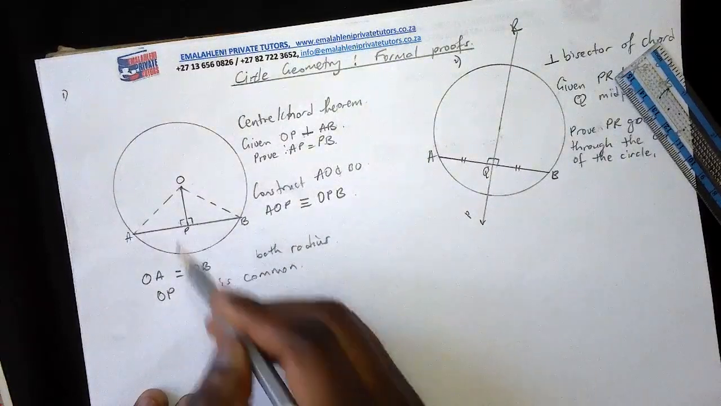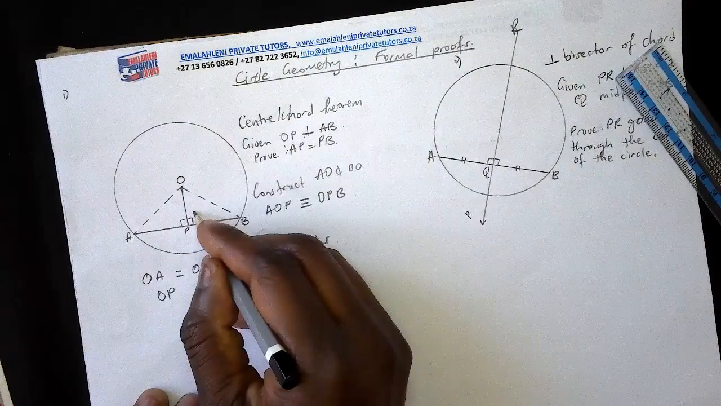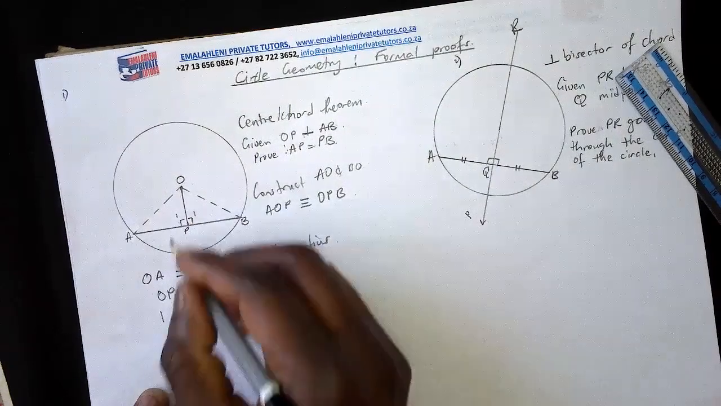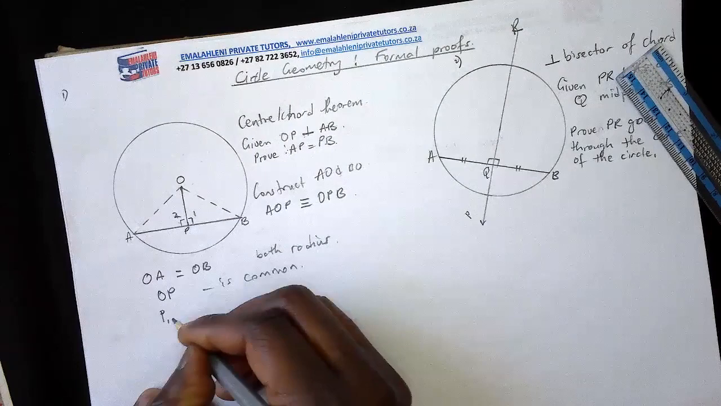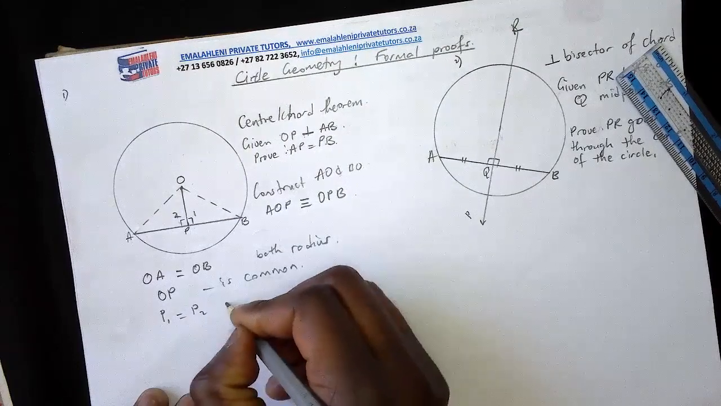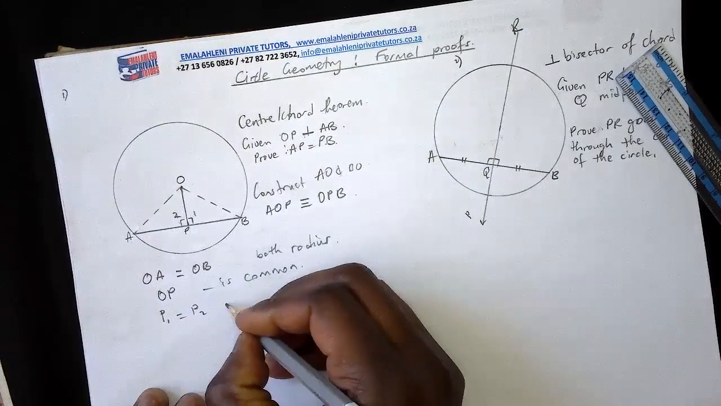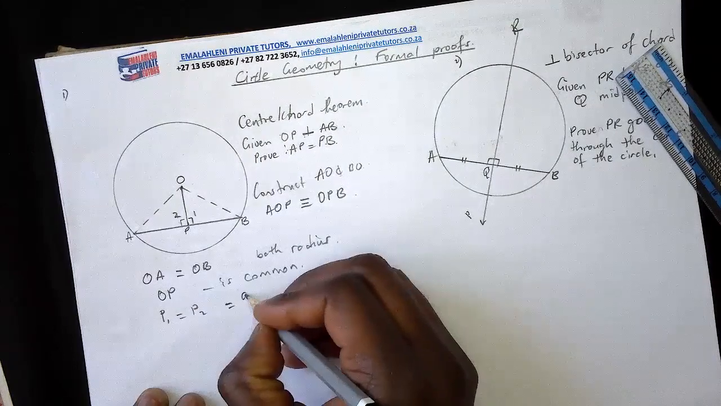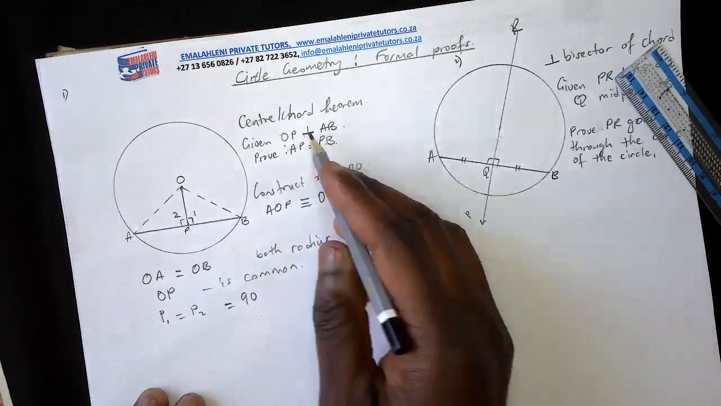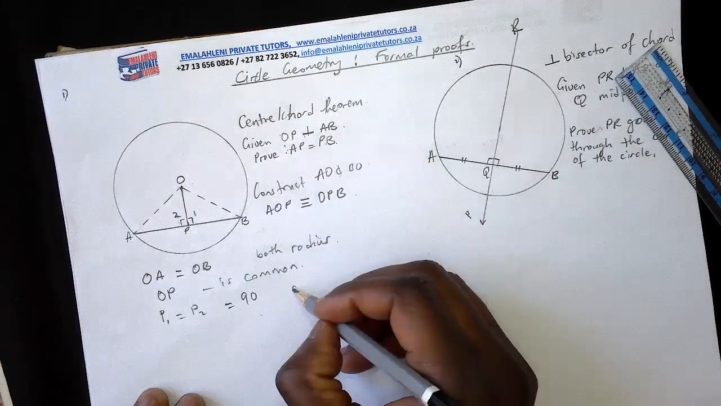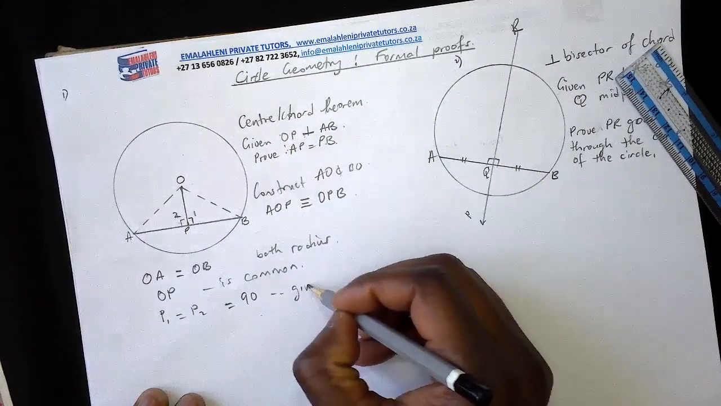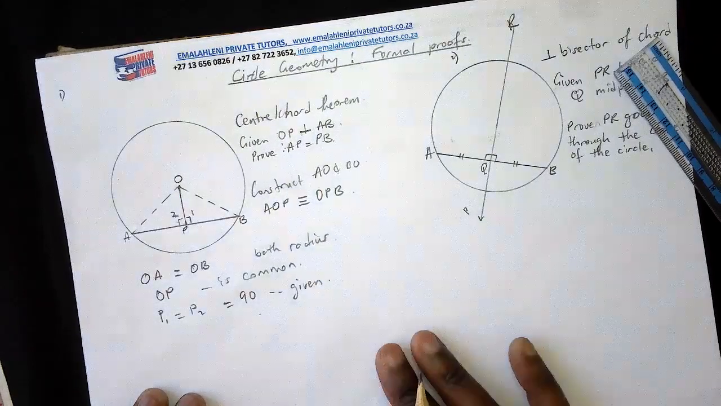Then what else can we say? The angles. So we can say angle P1 and P2. P1 is equal to what? P2, they are both equal to 90 degrees. And why is this? This one is given. That's the reason, it's given.